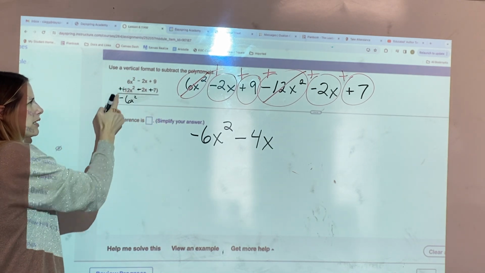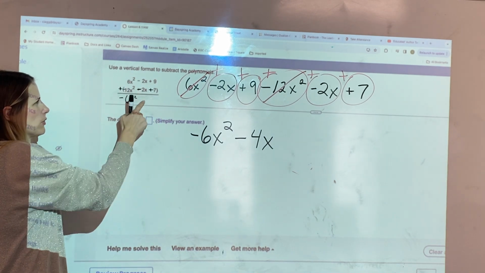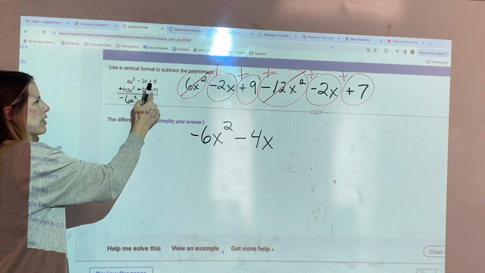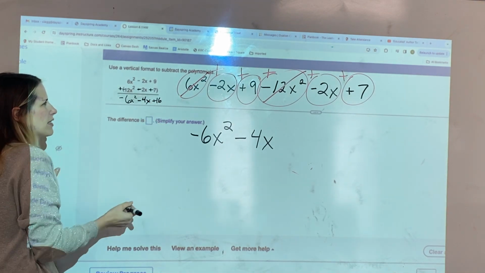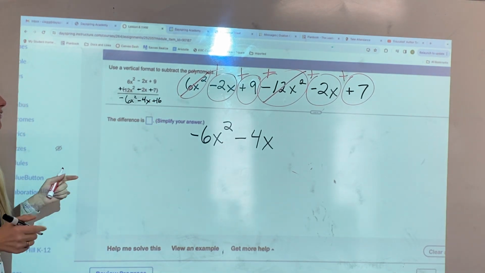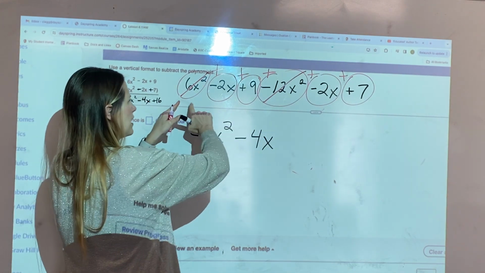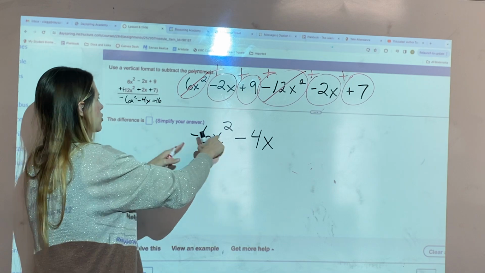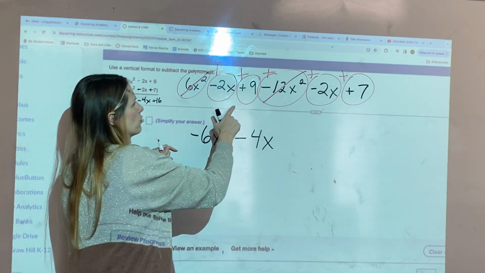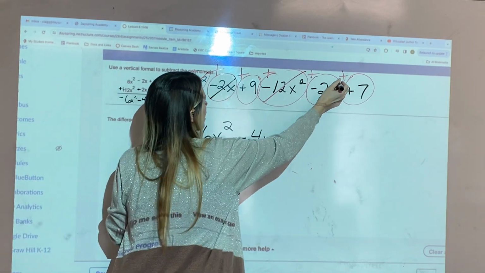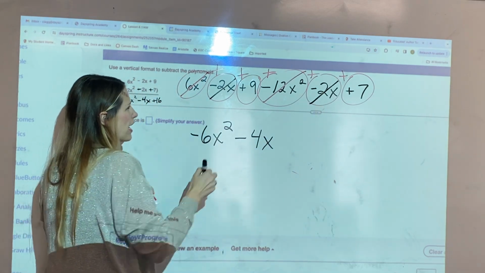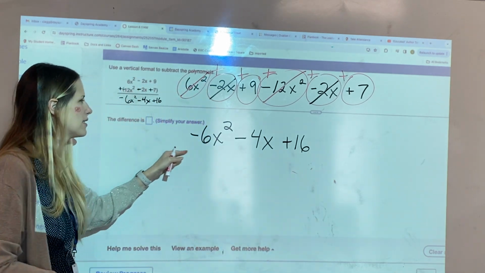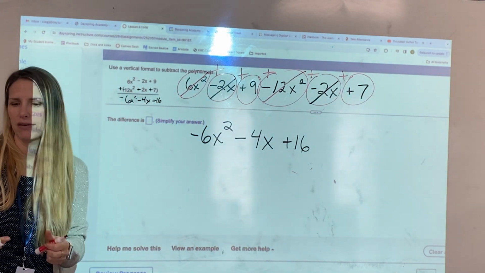So, again, if I'm doing it vertically, then I have negative 2x plus negative 2x is negative 4x. 9 plus 7 is positive 16, and that is my answer. If I'm doing it horizontally, I take my highest term and add them up. I get negative 6x squared, just like over here. Then I do my negative 2x and my negative 2x, and I get negative 4x. Then I have my positive 9 and positive 7, and I get positive 16. Same answer, different method.